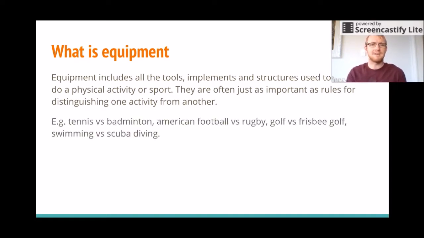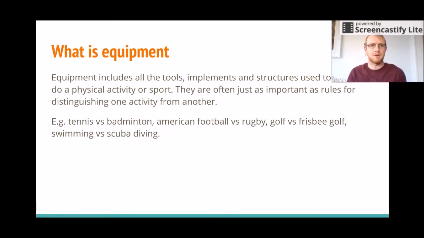Got some examples here. Tennis and badminton. One of the main differences between those two sports is the equipment. The rules are pretty similar, but the equipment is what makes them unique. Another example, American football versus rugby. If you look at the equipment the players have access to, the padding and the protection they wear, those are quite different, even though the sports are kind of similar.